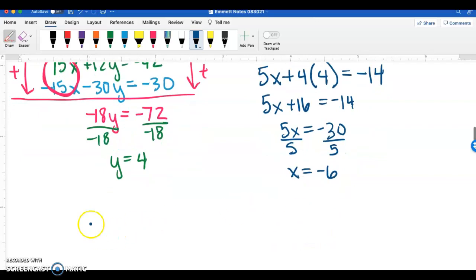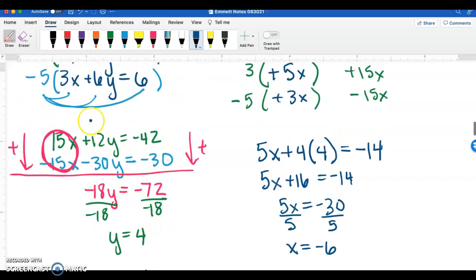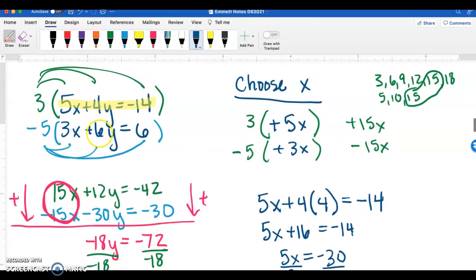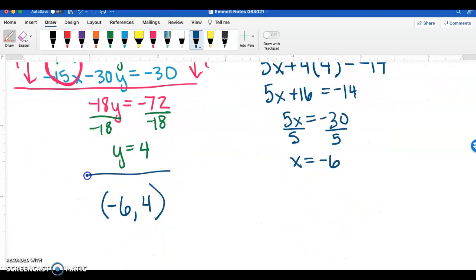So what does that mean? That means that these two lines meet at the point negative 6, 4. This line up here and this line down here meet at negative 6, 4. And that is your final answer.